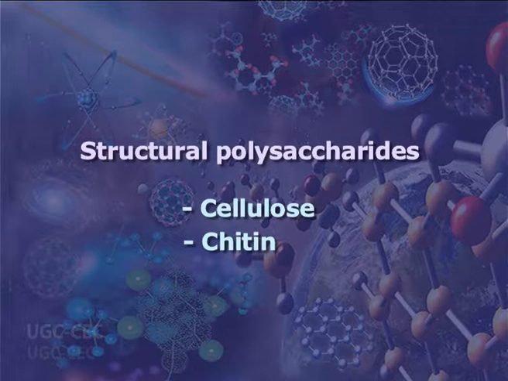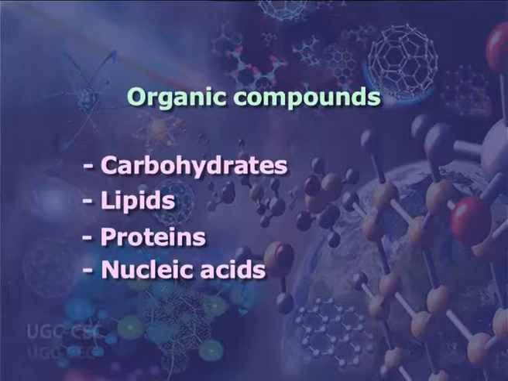Cellulose and chitin are examples of structural polysaccharides. Cellulose is used in the cell walls of plants and other organisms and is said to be the most abundant organic molecule on earth. Chitin has a similar structure but has nitrogen containing side branches, increasing its strength. It is found in arthropod exoskeletons and in the cell walls of some fungi.